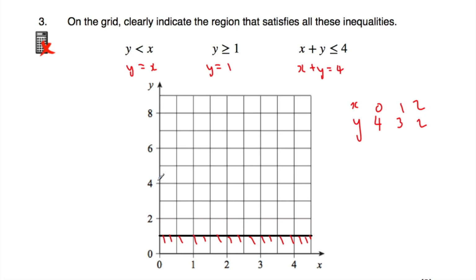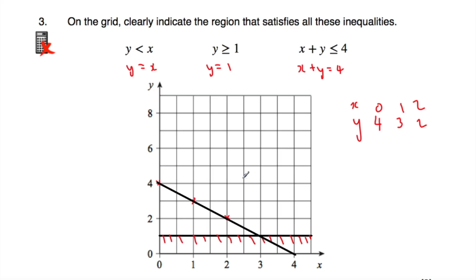0, 4 would be there. 1, 3, 1 across 3 up would be there. 2, 2 would be there. So we've got those points. Now let's get our ruler and pencil and draw a nice straight line through them. So a nice straight line joining from there down to there. Okay, so that's the line x plus y equals 4.